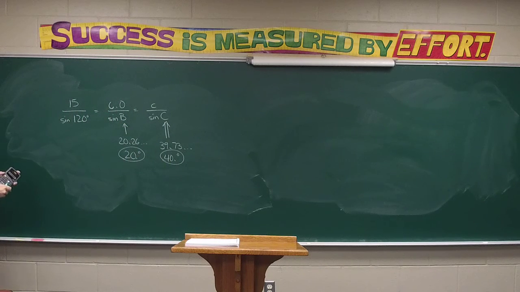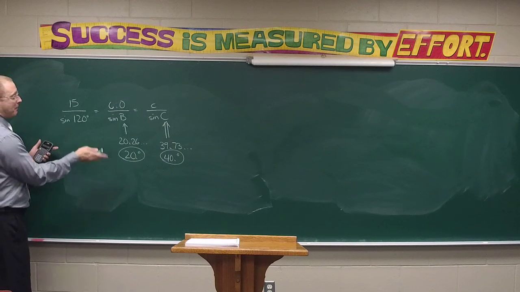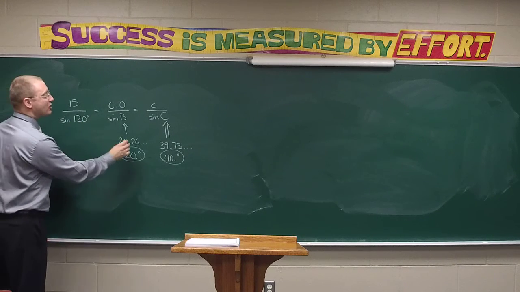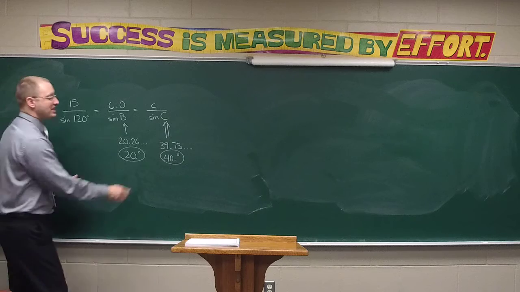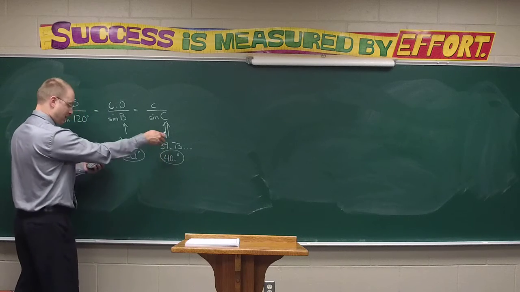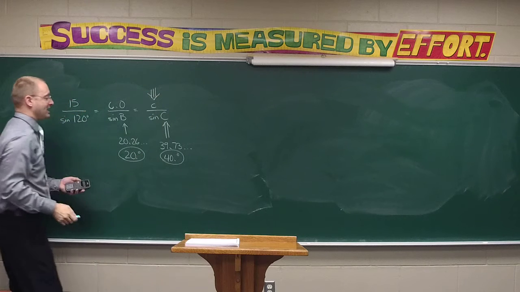Yeah, I'm trying to figure out how you got that. You got the 20 point. Yeah, all right. So we're going to take 180 minus the 120 minus 20.26, blah, blah, blah. Oh, I did just 20. Gotcha. Okay. So that's going to leave us with the 40. Now we're going to use this number, though, not the 40, but the 39.73 that should still be on our calculator to finally find the last side.